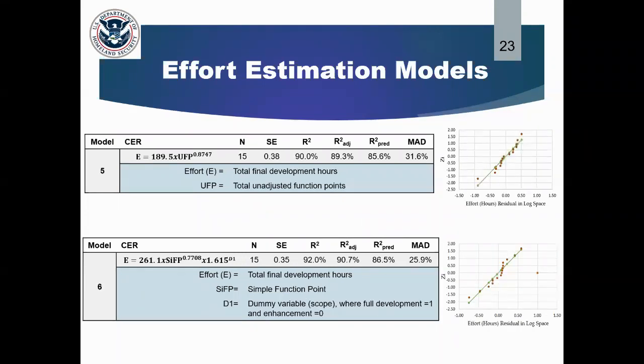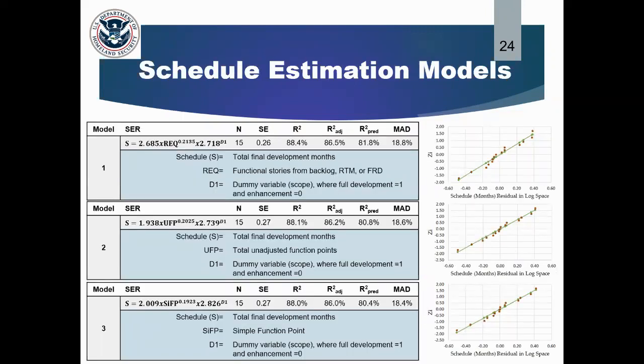And then the last 2 sizing measures were unadjusted function points and simple function points. When looking at the statistical results, both were pretty high. Simple function points slightly outperformed unadjusted function points, but we did add the dummy variable as noted for scope in the simple function point CER, where we did distinguish between full development and enhancement. So that was a dummy variable that needed to be added into the simple function point equation to predict effort hours. Those were the 6 effort estimation models.